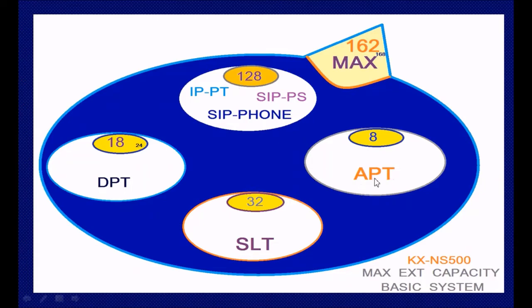Analog proprietary telephone, which is 7730, can be used with a maximum of 8 units per main unit or expansion unit. Of course, we can connect 128 IPPT and or SIP phones or SIP portable stations.